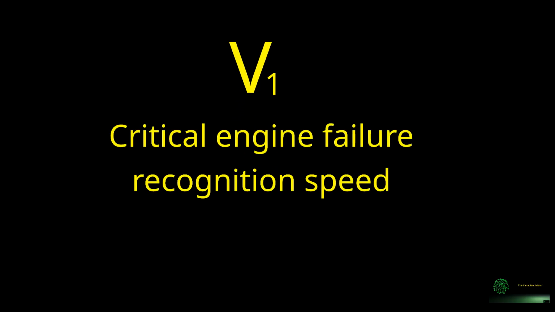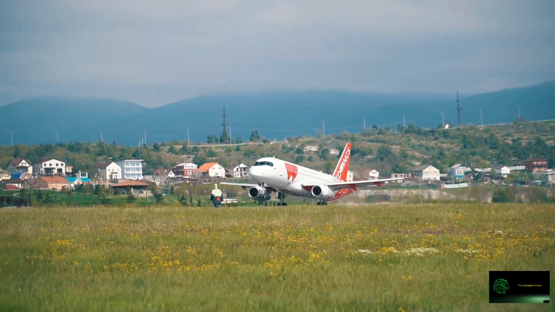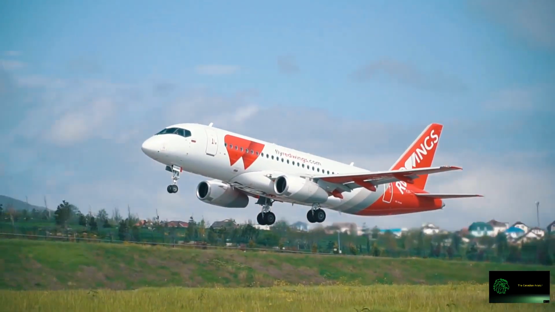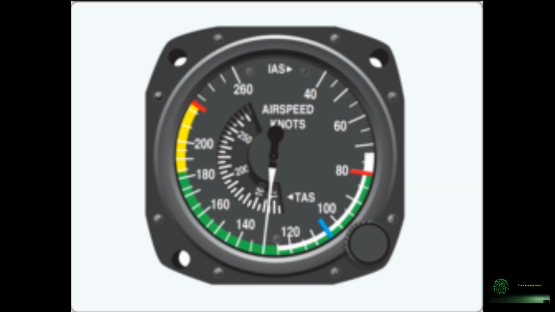Let's start with V1, or Critical Engine Failure Recognition Speed. V1 is a takeoff decision speed used only in multi-engine aircraft. On the airspeed indicator is identified by a blue line. It is defined as the critical engine failure recognition speed.